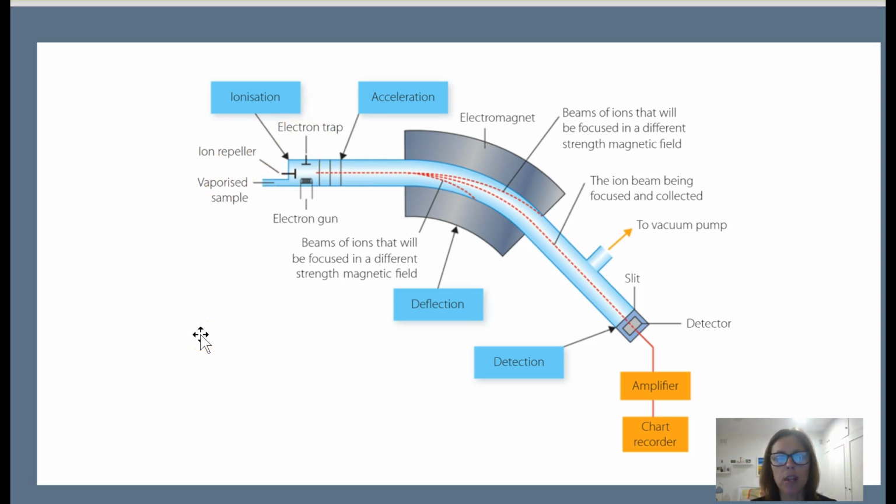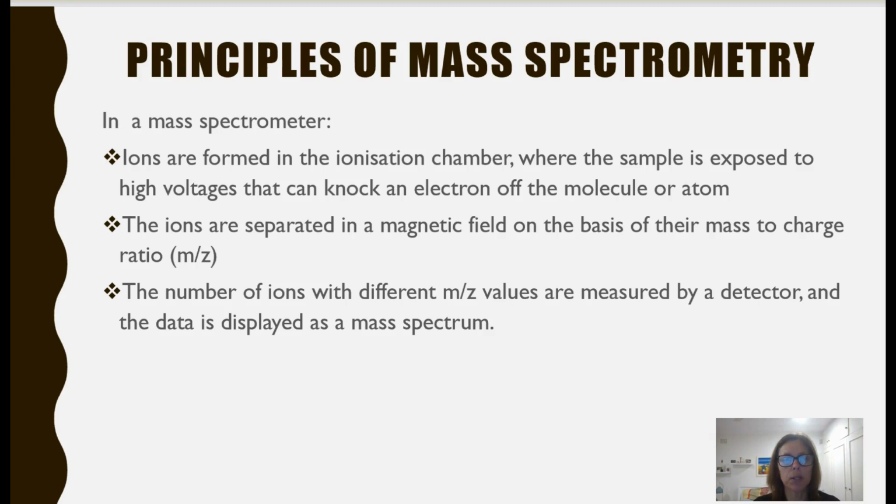And those particles, or those atoms, are accelerated, and they go through an electromagnet, a quite strong electromagnet. Beams of ions will come in and be focused, and you can see the different paths that an ion might take. So beams of ions will be focused in different strengths. Then they come out here, are detected, amplified and recorded on a chart. So let's look at those steps a little bit closer.